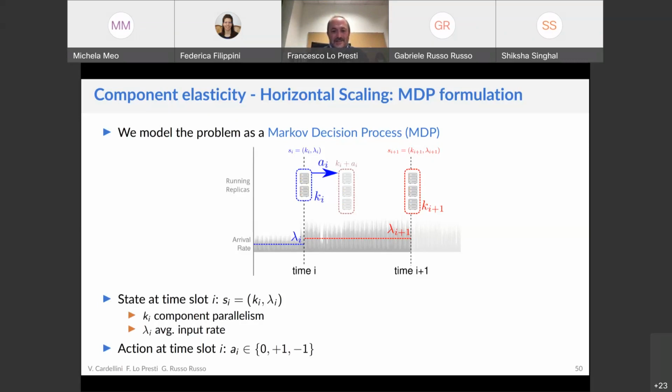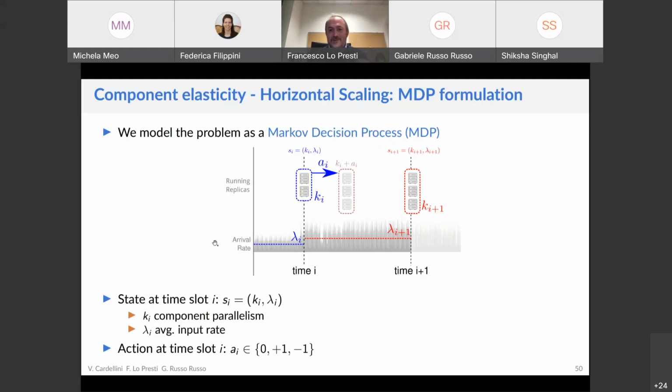So the given state here is indicated. There are some little details to care about to be consistent. We use discrete time to model our system, but every actual system is continuous over time. So we define time step i as the interval between time i and time i plus 1. We define k_i as the number of running replicas of a given component at the start of the given instant. We define the arrival rate as the arrival rate over the last interval.